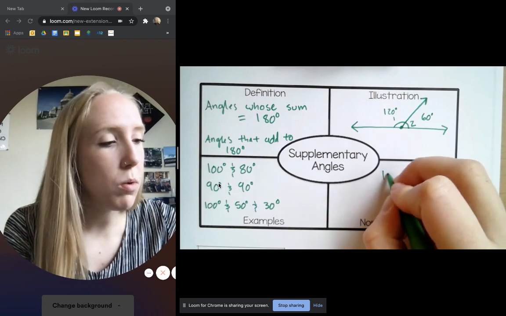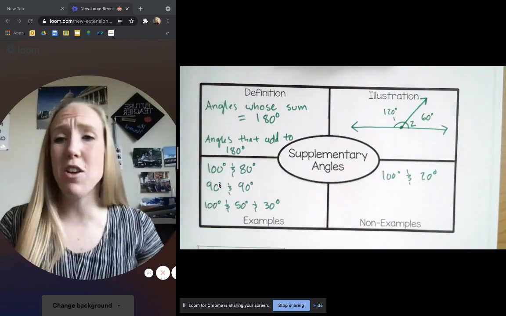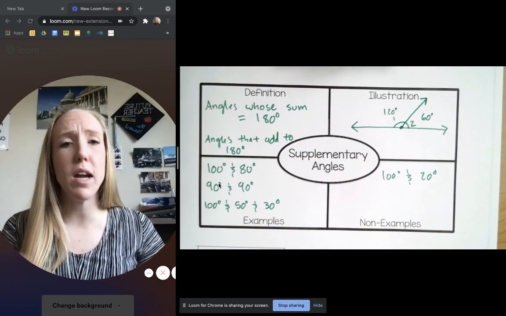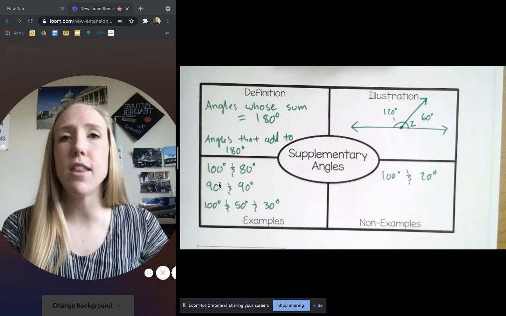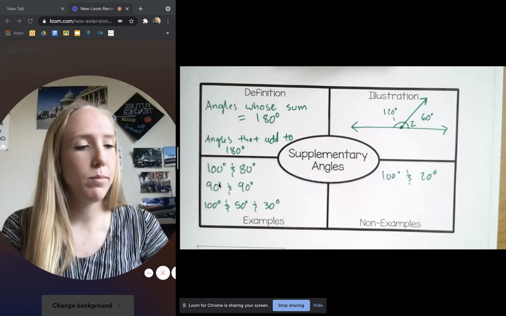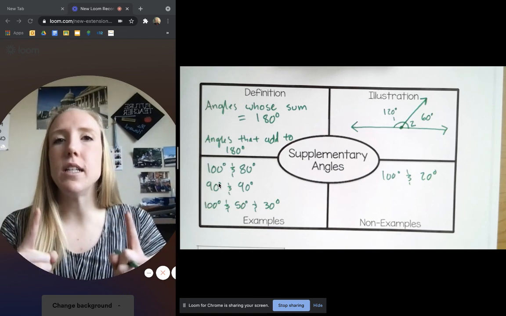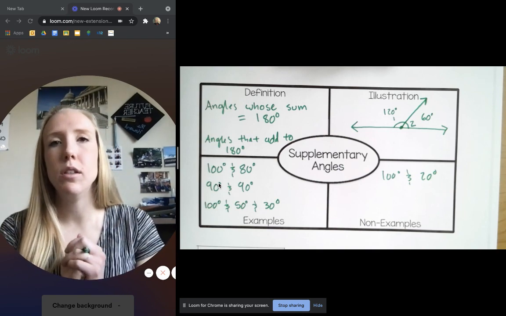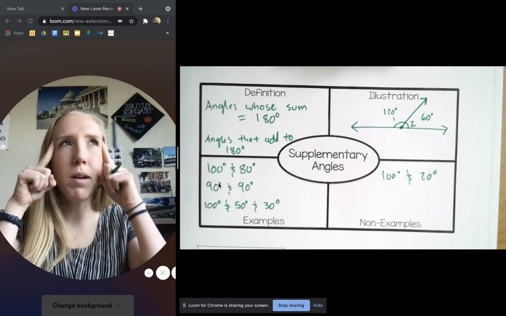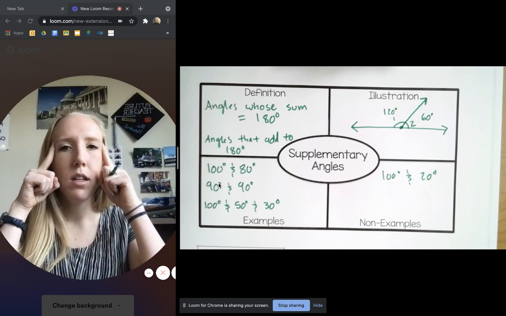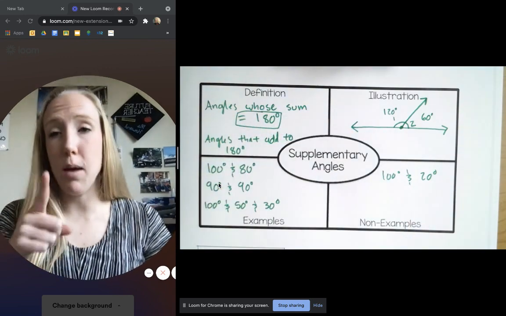Non-examples, 100 degrees and 20 degrees. That just equals 120. Those aren't supplementary because together they don't make 180. If you put those angles together, it would not be a straight line. Okay? All right. So think to yourself, how many degrees are in supplementary angles? If you said 180, nice job, you're getting the hang of it.